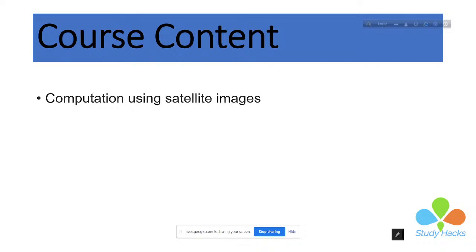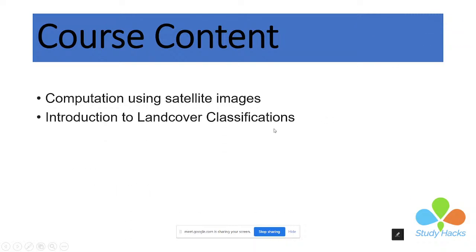Okay, suppose you take a satellite image, it can be Landsat or Sentinel or any image you want to take, and then how you can easily calculate it. And then I also try to discuss the land cover classification map. So mainly in this part I discuss how we can easily make the land cover classification map using different types of satellite images.